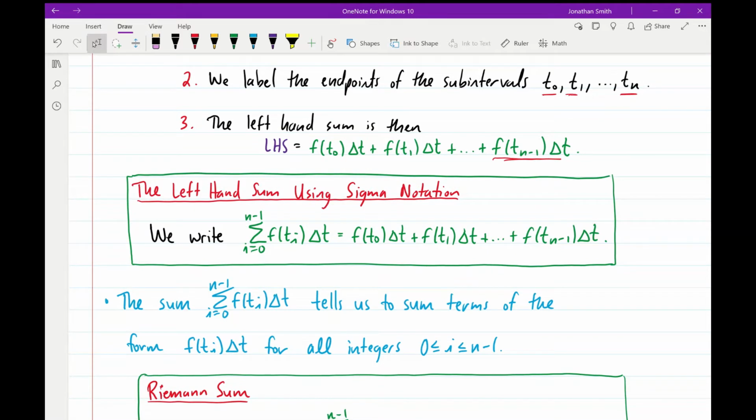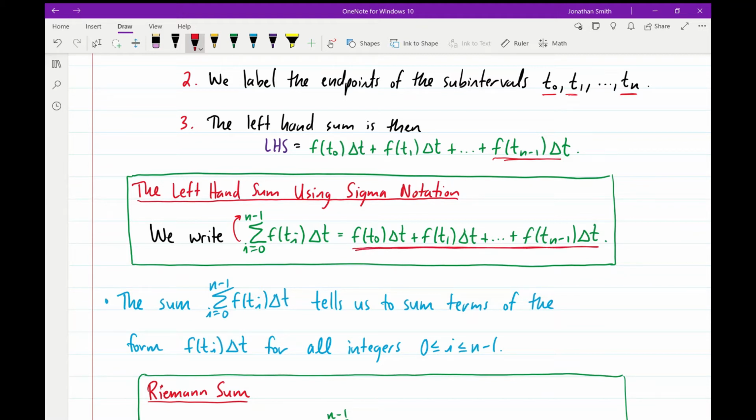So we can take this left-hand sum and write it using sigma notation. Let me tell you how we would do that. We would write this capital E looking thing, and we would say the sum from i equals 0 to n minus 1 of f of t sub i times delta t. So I'll say that again. The sum from i equals 0, the thing that's showing up on the bottom of the E, to n minus 1 of f of t sub i times delta t. So this is just a new notation that means this sum that's showing up on the right-hand side.